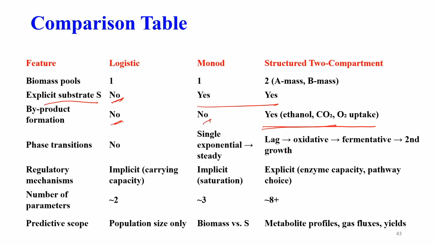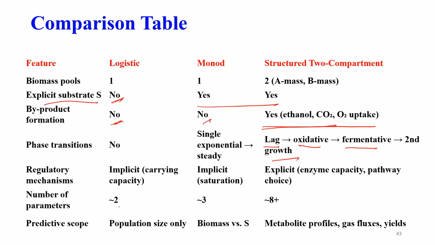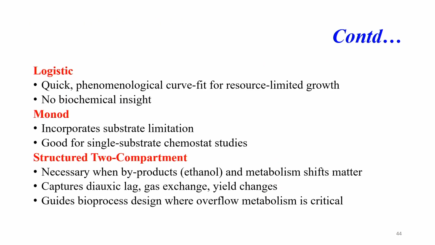And what are the different phases? The structured model is able to predict the lag phase, oxidative, fermentative and second growth phase. But complexity increases as we go from the simple to the complex model. The number of parameters was 2 in logistic, it became 3 in Monod, and in the structured model it becomes 8 plus. But if you are interested in predicting the metabolic profile, gas fluxes and yields, one should explore this structured growth kinetic model.